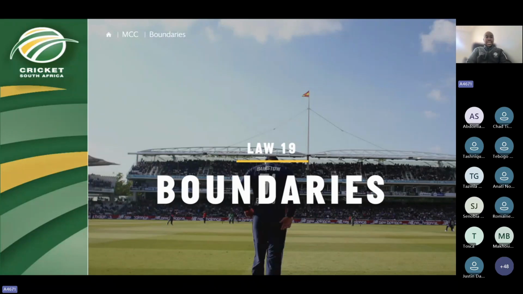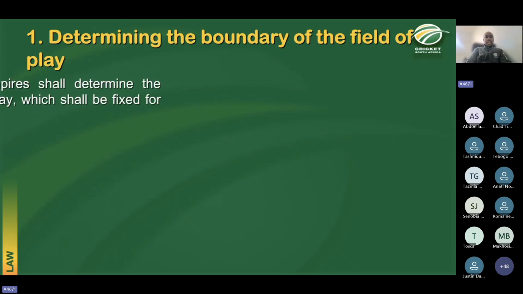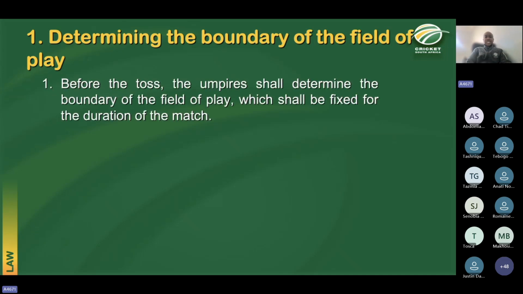Next law we're looking at today is Law 19, boundaries. Before the toss, the umpires shall determine the boundary of the field of play, which shall be fixed for the duration of the match. You cannot for one innings have the boundary at, say, 65 meters and then decide, okay, because the next batting team is a lot better than the team which batted first, we're going to increase the size of the boundaries to 70 meters for the second innings. No, law tells us that the boundary shall be fixed for the duration of the match.